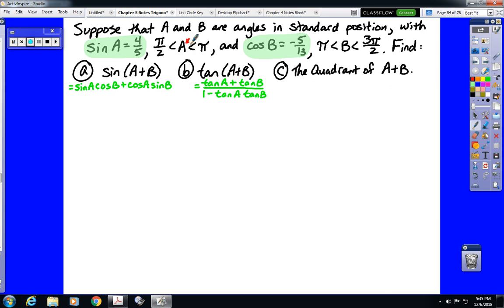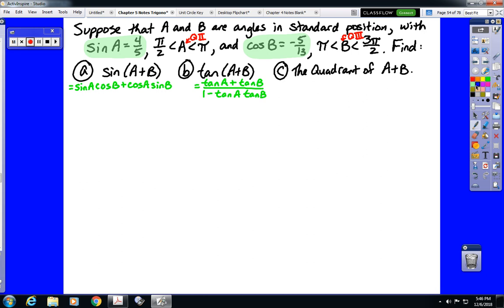So what this is saying is that angle A is in quadrant 2. Same thing over here for B. They told us it's between pi radians and 3 pi over 2 radians. That means that B is in quadrant 3. So that's what they've told us. Now they've given us enough information to use the sine of A to find the cosine of A and the tangent of A. And they've given us enough information to use the cosine of B to find the sine of B and the tangent of B. But we're going to have to do some pre-work before we can even start this problem.